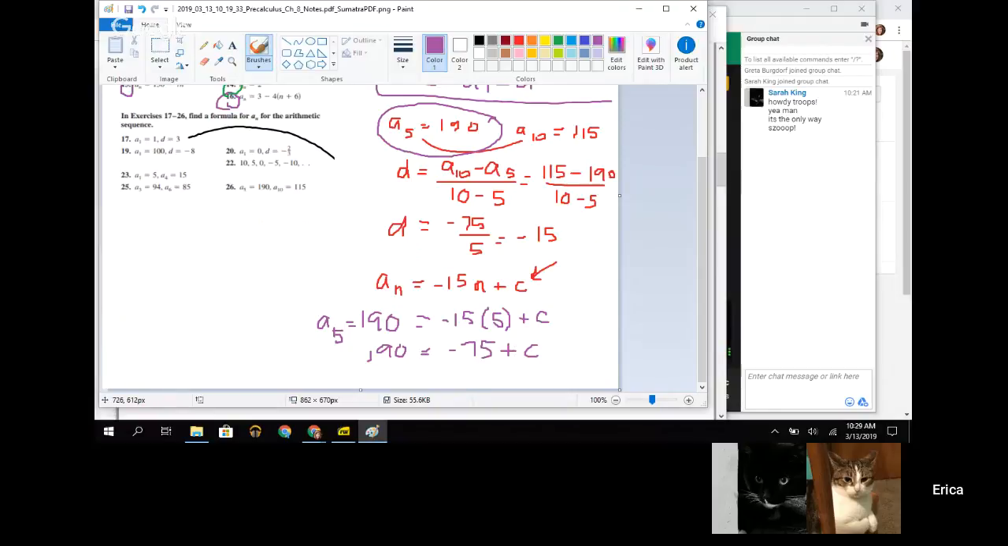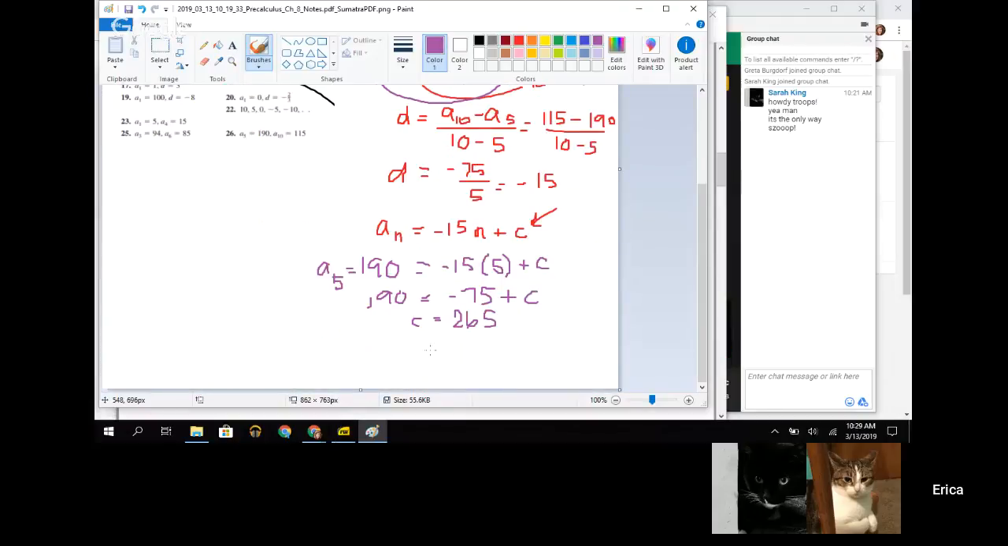So then I add 75 to both sides, and I get that c equals 265. So my formula would be, after all that, a sub n equals negative 15 n plus 265.